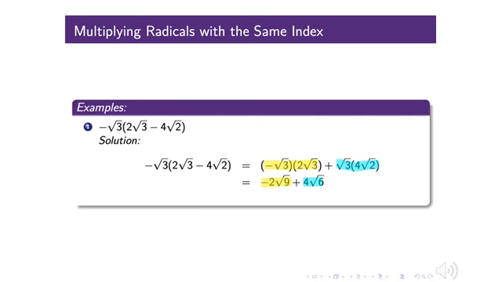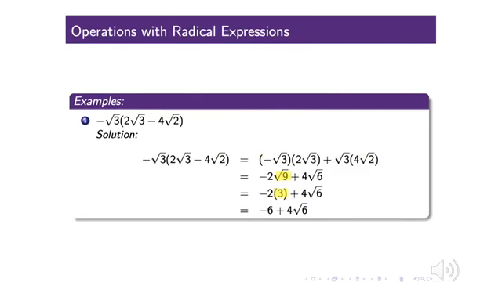Second step, we use the product property of the radical. So negative square root of 3 times 2 square root of 3 is just equal to negative 2 square root of 9, and the square root of 3 times 4 square root of 2 is just equal to 4 square root of 6. Next step, we have negative 2 square root of 9, which is just equal to negative 2 times 3, since the square root of 9 is just 3. And adding it to 4 square root of 6, we obtain negative 6 plus 4 square root of 6.